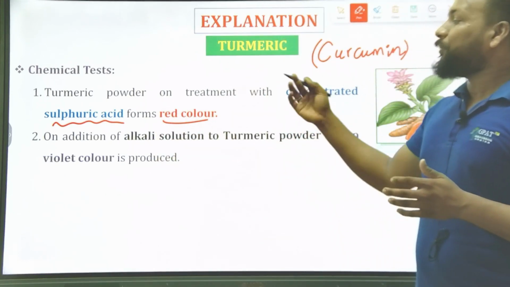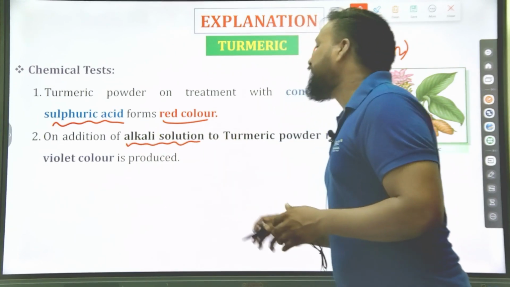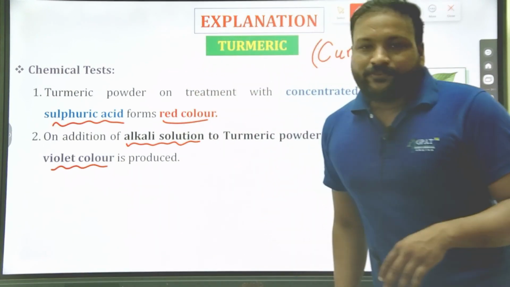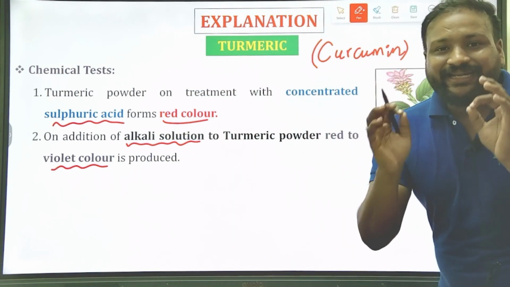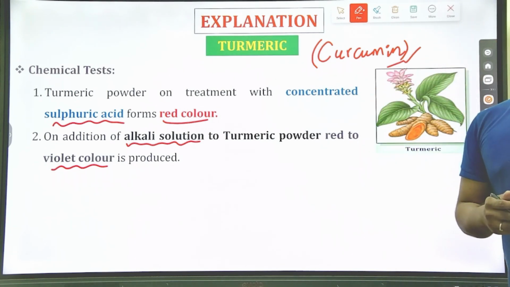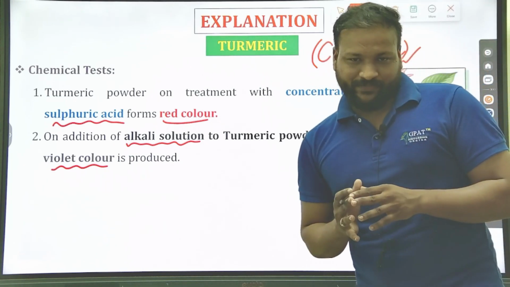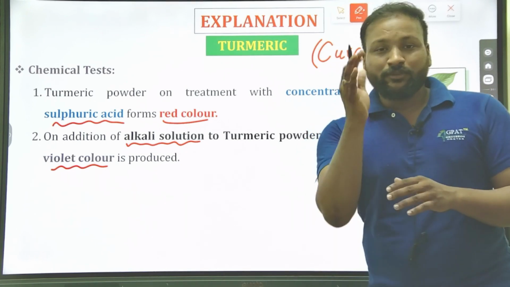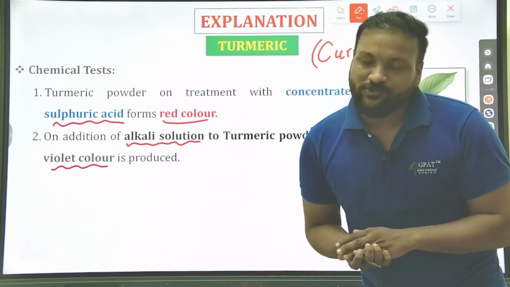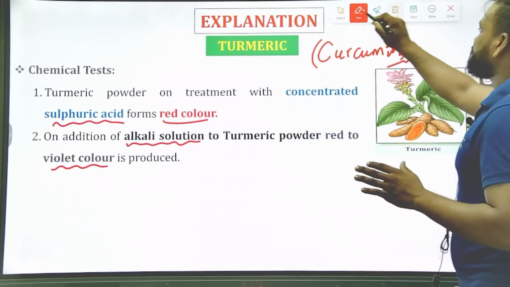Upon addition of any alkali solution to the above mixture, the red color will convert into violet color. If you observe these two color changes, it confirms the presence of curcumin. Clear? Finally, upon addition of H2SO4 to turmeric, it liberates red color. By this question you need to understand the chemical test. It is also important for your preparation. So let's see the next question.